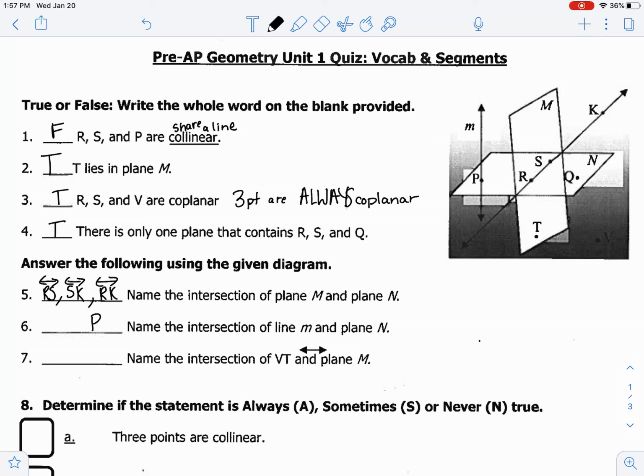Name the intersection of VT. All right, the line's not drawn, but we could see the path that it would take. VT would go through plane M. The intersection of VT and plane M is actually point T.